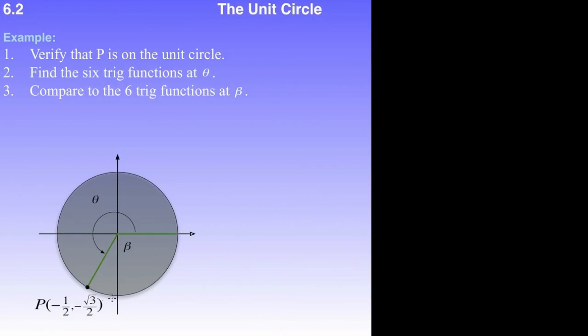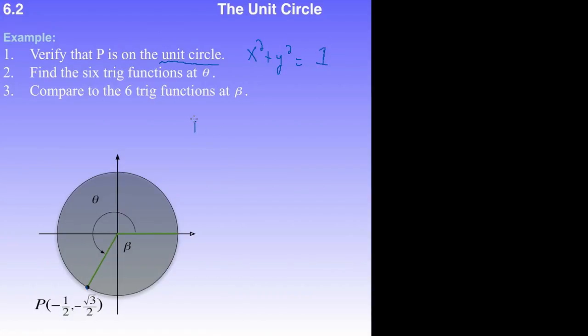The next example says, here's an ordered pair, and do 3 things to it. First, verify that P is on the unit circle. So P is this point. It has ordered pair -1/2, -√3 over 2, and the way that we verify that it's on the unit circle is x squared plus y squared must equal 1. That's the equation of the circle.